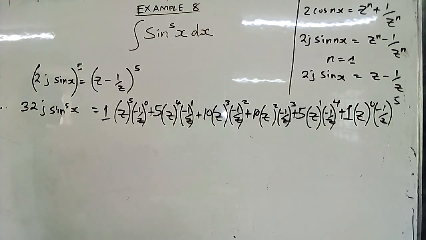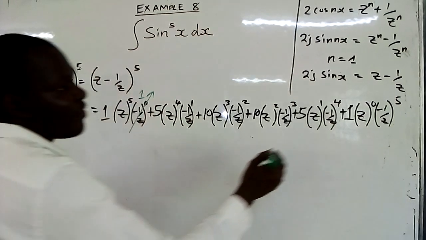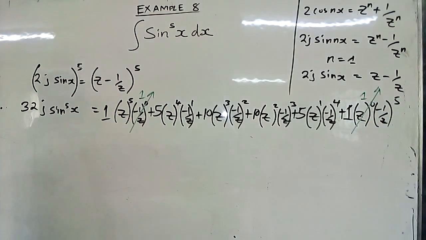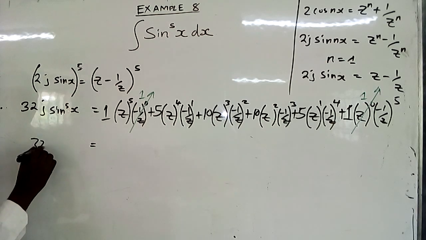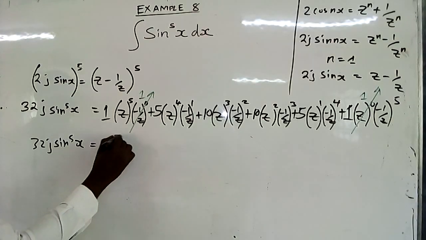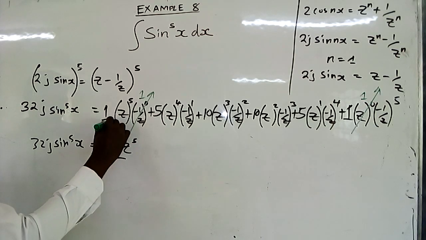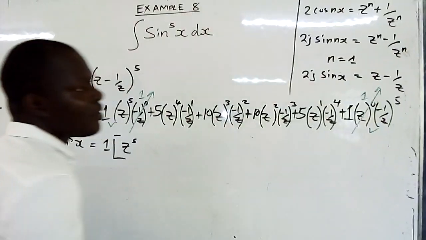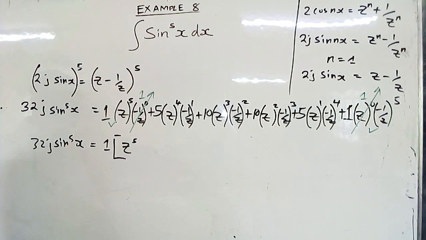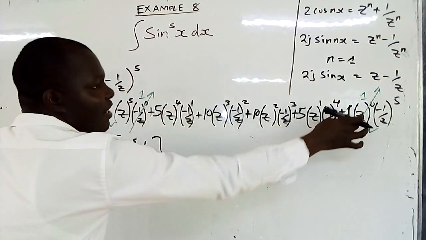We simplify. So anything raised to power 0 is 1, isn't it? So this one is raised to power 0, it means it is 1. This other one is raised to power 0, it implies it is 1, isn't it? So at the end, can you simplify the ones with the same coefficient? This side we have 32j sine raised to power 5x. The ones with coefficient of 1, you put them together. This is z raised to power 5. So it means we've collected this. And this one is also having a coefficient of 1. So here we have negative 1 raised to power 5 is negative, isn't it? It's negative 1, then z to the power 5 is z to the power 5. So you've joined this term and that, isn't it?